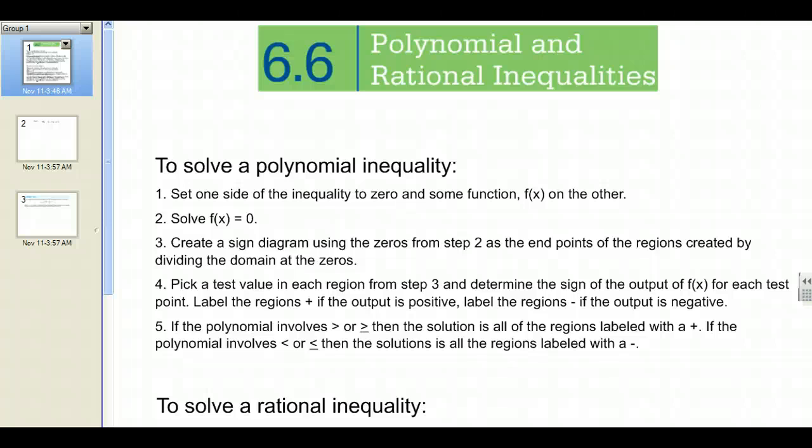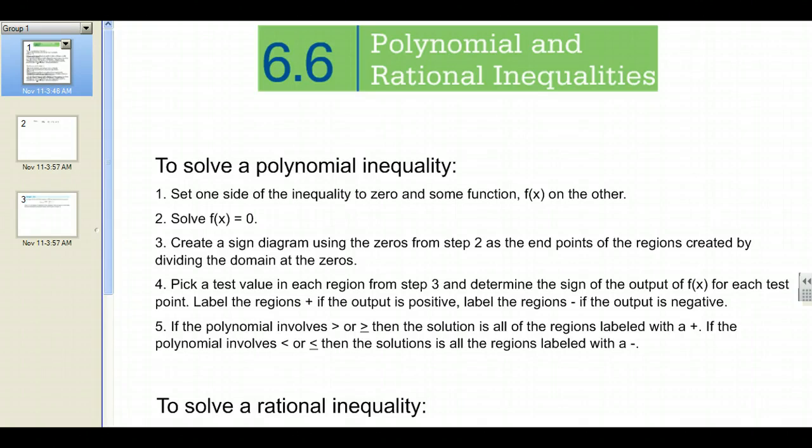Alright, this is 6.6, polynomial and rational inequalities. So instead of an equal sign, we're going to have a greater than, less than, greater than or equal to, or less than or equal to symbol. And this first slide I'm just showing you basically the 5-step process to solve these things.